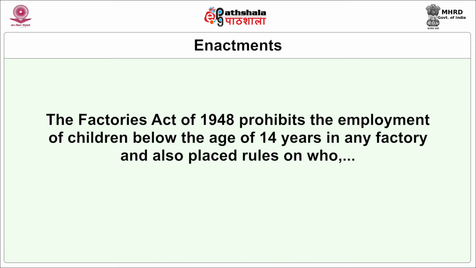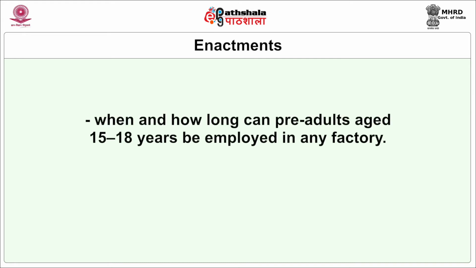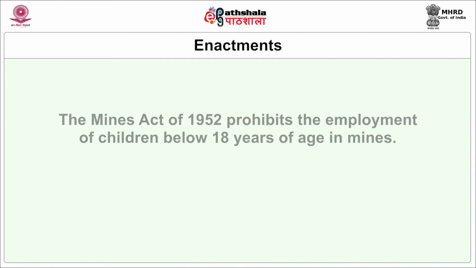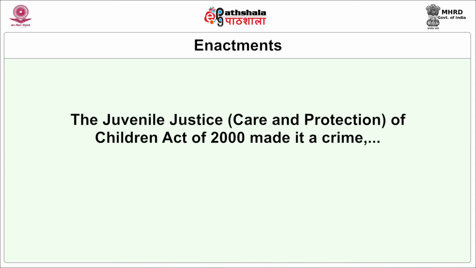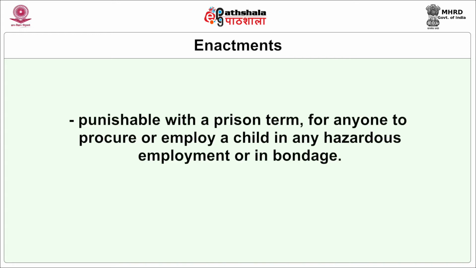The Factories Act of 1948 prohibits the employment of children below the age of 14 years in any factory and also places rules on who, when and how long pre-adults aged 15 to 18 years can be employed in any factory. The Mines Act of 1952 prohibits the employment of children below 18 years of age in mines. The Juvenile Justice (Care and Protection of Children) Act of 2000 made it a crime punishable with a prison term for anyone to procure or employ a child in any hazardous employment or in bondage.